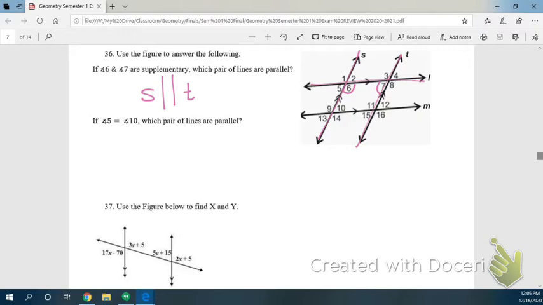The next one says if we have angle 5 and angle 10, 5 and 10 are these two, which lines would have to be parallel? Well, this is the transversal, and these are the lines that would have to be parallel. So L would have to be parallel to M if 5 and 10 are congruent.